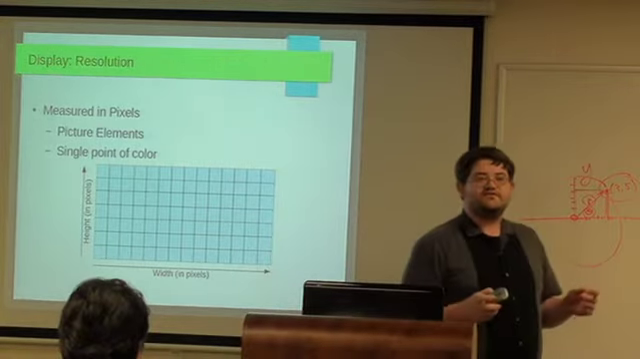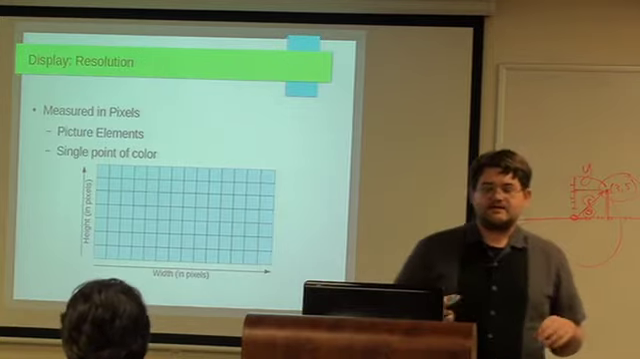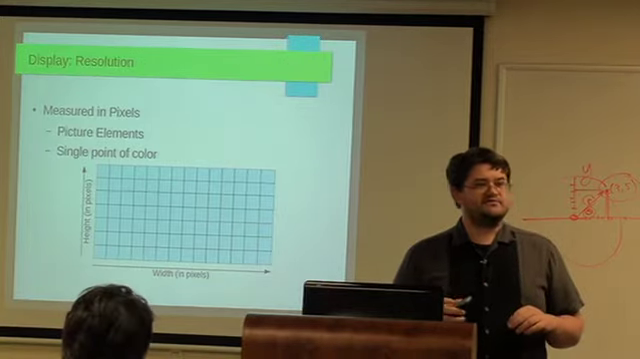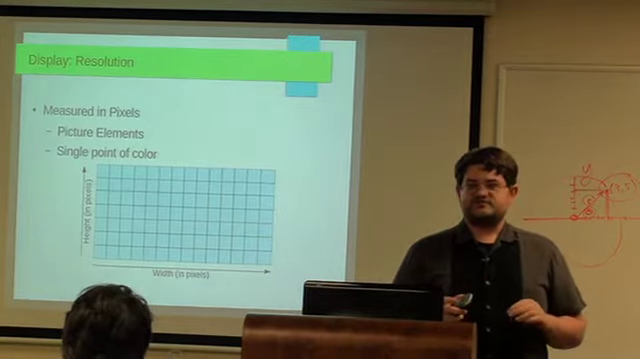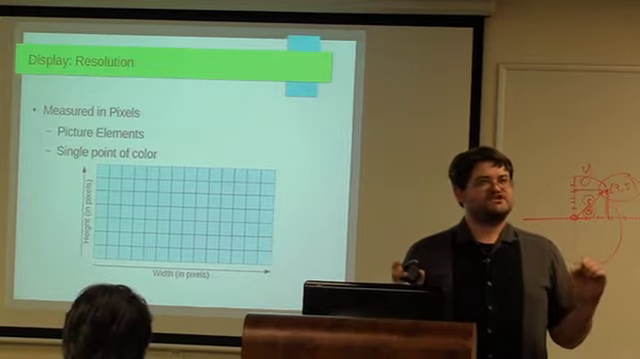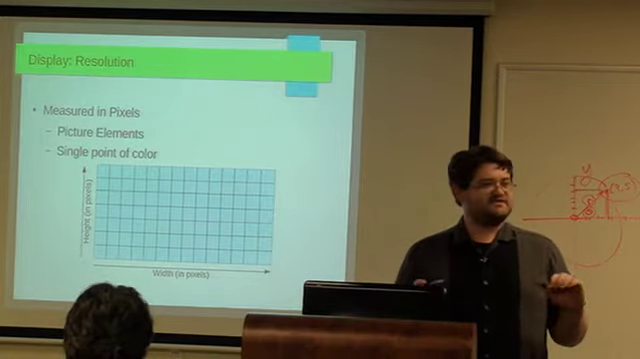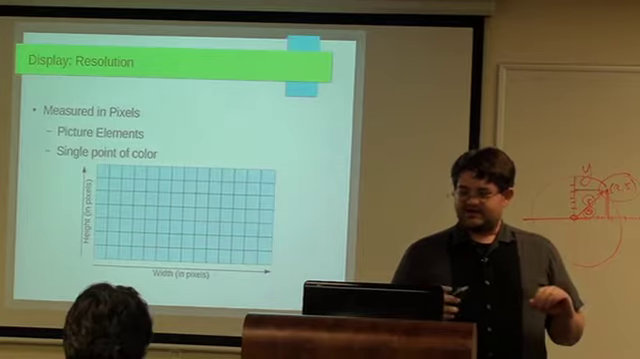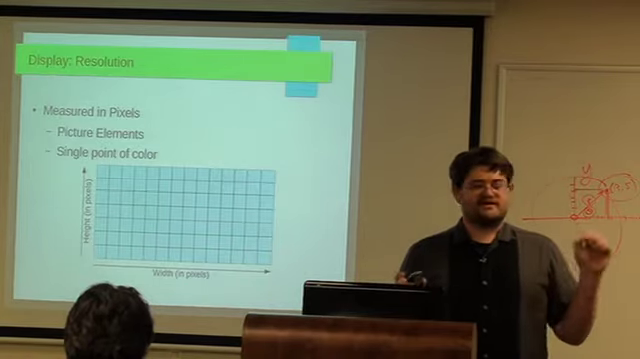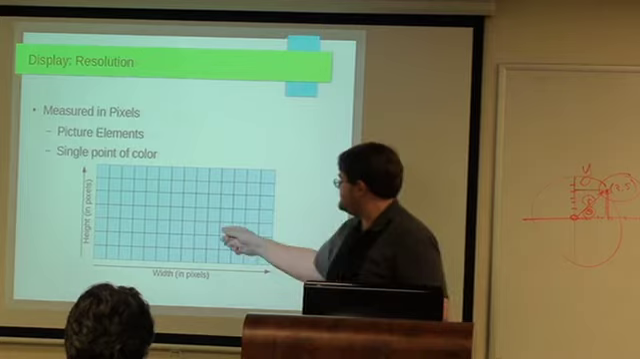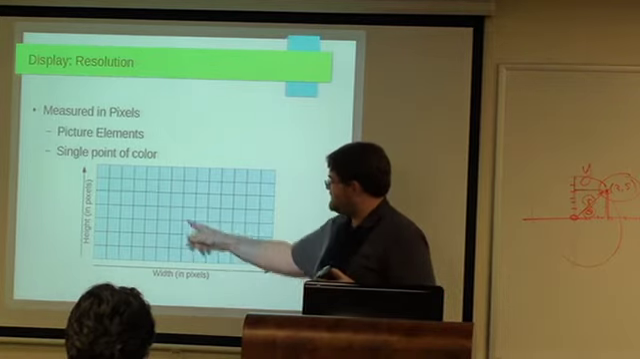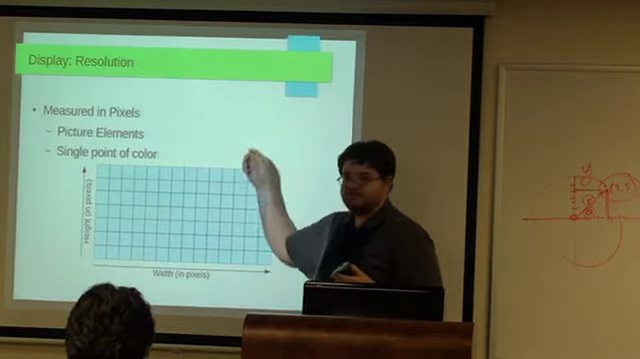A pixel, for those of you who have absolutely no graphic experience at all, is short for picture element. Too many things that start with pic in this. It's basically a single point of color. So each one of these little squares kind of represents what you would have on the screen. That would be green, that would be yellow, that would be blue, etc.